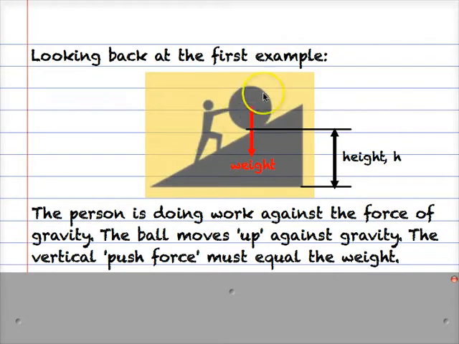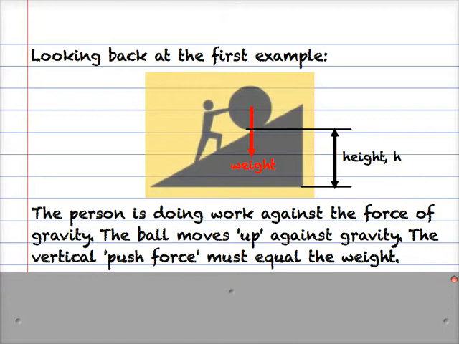So the person is pushing the ball uphill against gravity, against the weight of the ball. The weight of the ball, the gravitational force on the ball, is pointing downwards. So the movement against gravity is upwards, it's the vertical height moved.